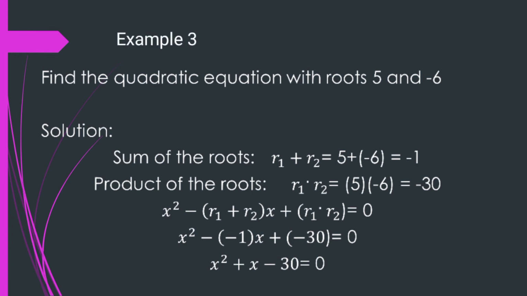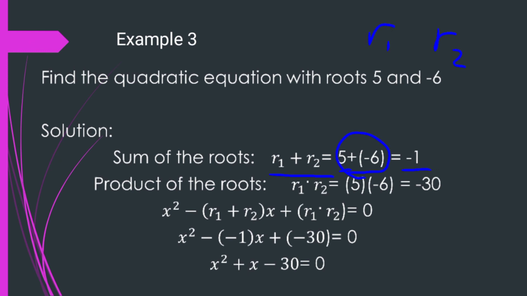Example number 3. Find the quadratic equation whose roots are 5 and negative 6. So, dito naman, ang given is roots. So, meaning we have r sub 1 and r sub 2. To find the sum of the roots, we are just going to add r sub 1 and r sub 2. So, we have 5 plus negative 6. Then simplify. So 5 plus negative 6 is negative 1.